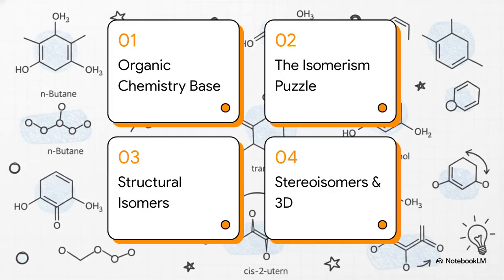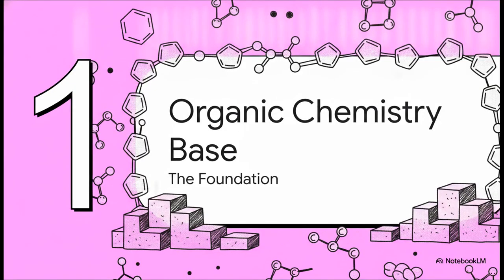Here's our roadmap for this journey. We'll start with Part 1, the Organic Chemistry Foundation. Then, Part 2, Unlocking the Isomerism Puzzle. Part 3 covers structural isomers, different connections. And finally, Part 4, Stereoisomers, exploring 3D space. So let's kick things off with Section 1, the Organic Chemistry Foundation.